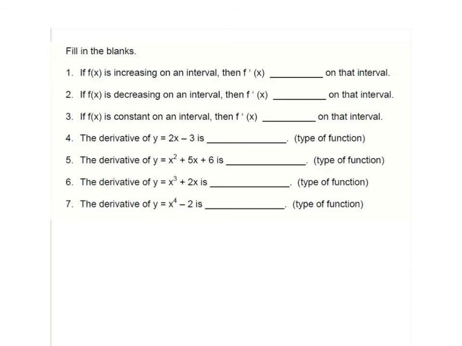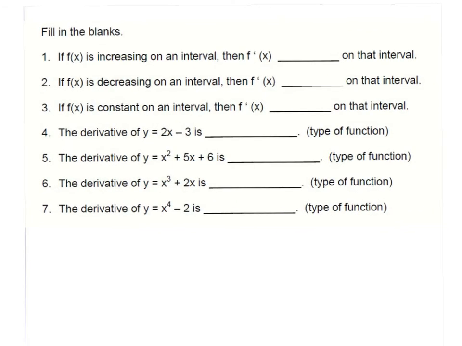Okay, fill in the blanks. If the original graph is increasing, that means the derivative is positive. You could also say greater than, not equal, just greater than. If the original is decreasing, it means the slope is negative or less than 0. If the original is constant, that means the slope is equal to 0. The derivative of a line is always constant.